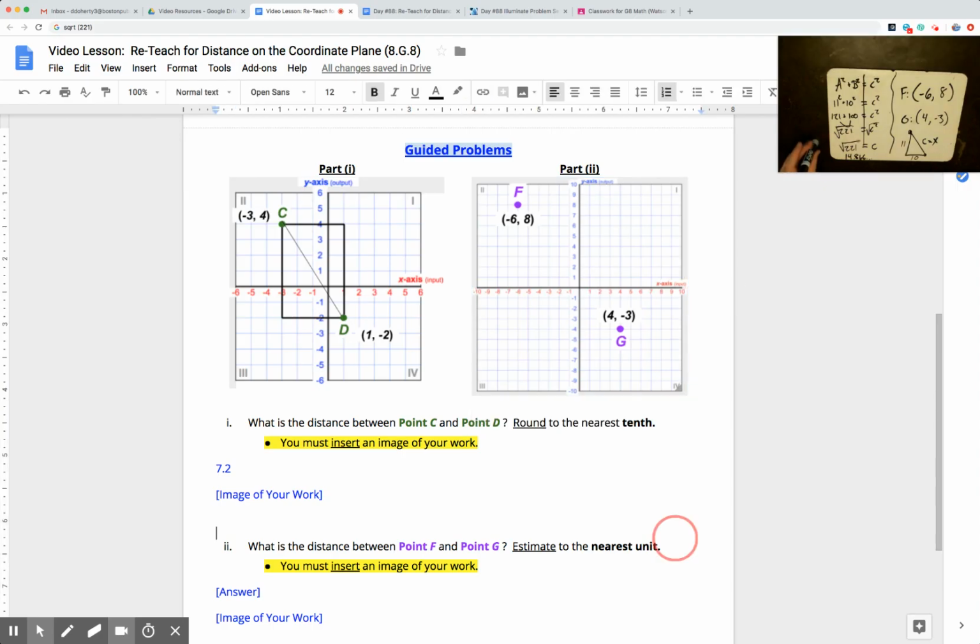Rounding to the nearest unit. 14.866, the nearest unit is 14 right here, but the 0.8 tells us we need to round up to 15. So we would say approximately 15 units. That little symbol right here, and I'm highlighting, shows us approximately 15 units, so that we've rounded off to the nearest unit.